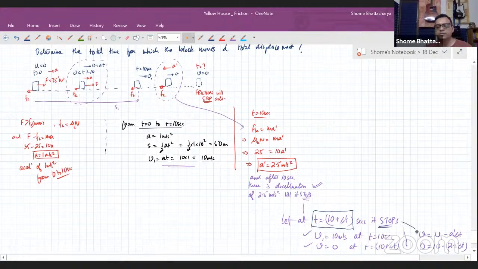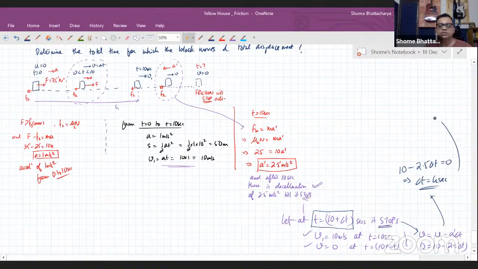So when it stops, what happens? Its velocity should be 0. So you can see that 10 minus 2.5 delta t should be 0. That means this is 4 seconds. So it takes 4 seconds for it to decelerate and stop.